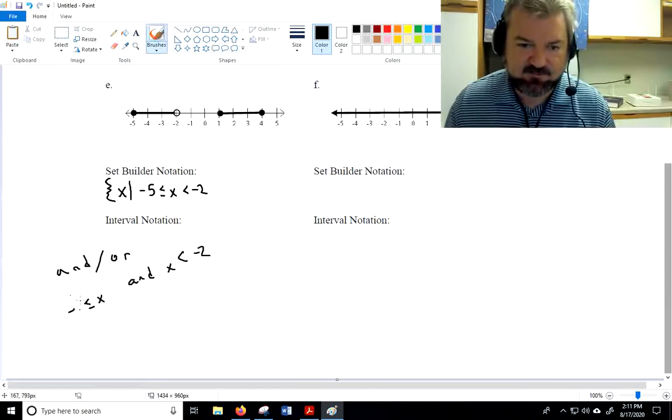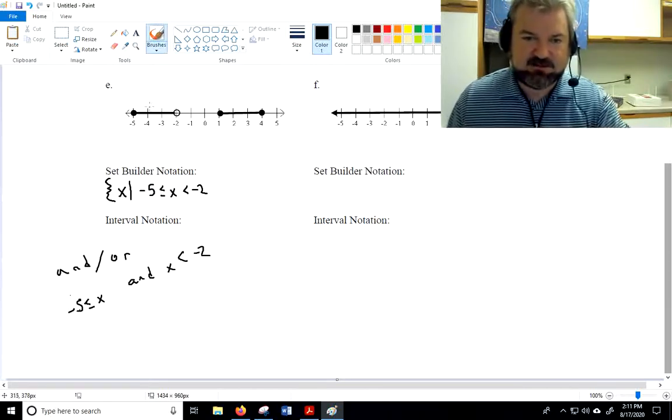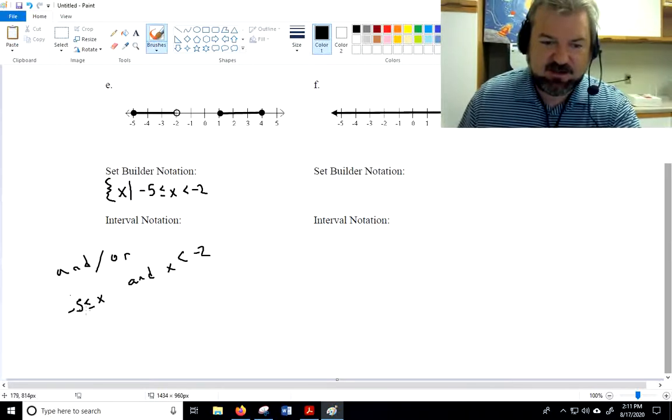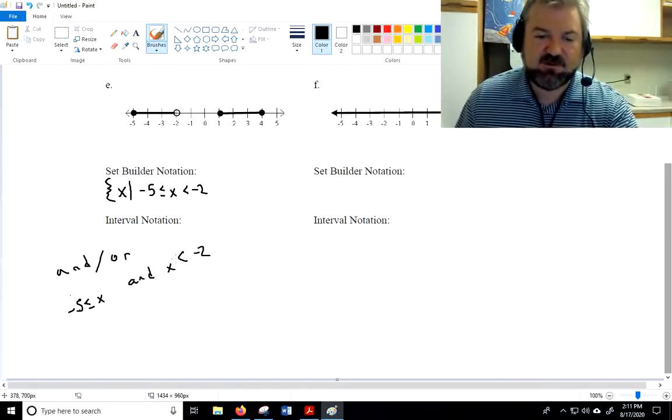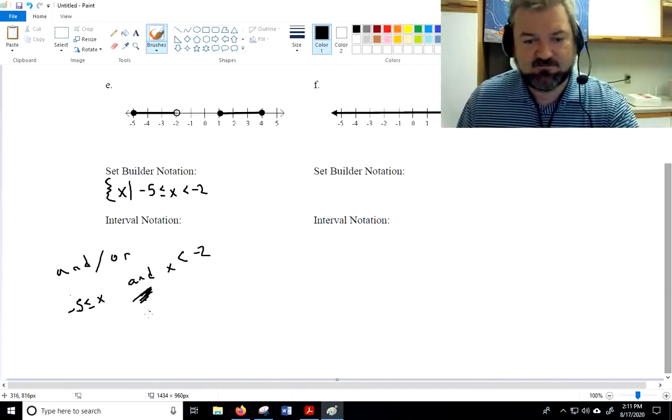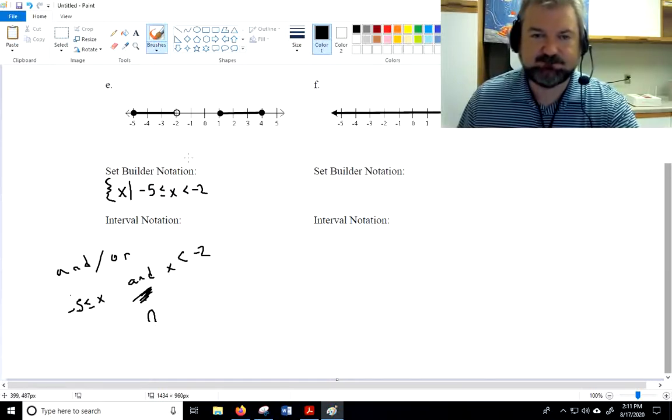So that's what I'm saying, right? I'm saying to be in this little region here, you have to say that x has to be greater than -5, and at the same time, you have to be less than -2. That's what AND means. AND is your intersect. In reality, it's your intersect, okay? So we're saying that has to be the case.